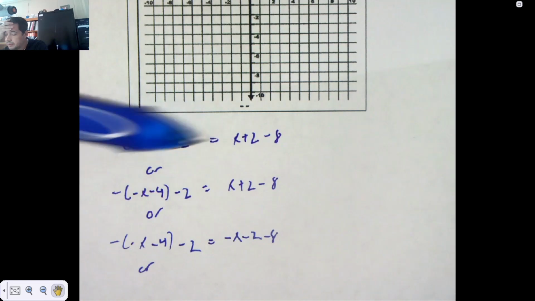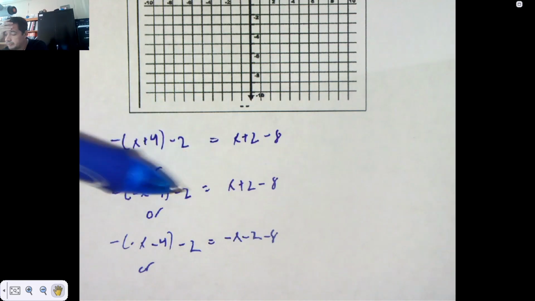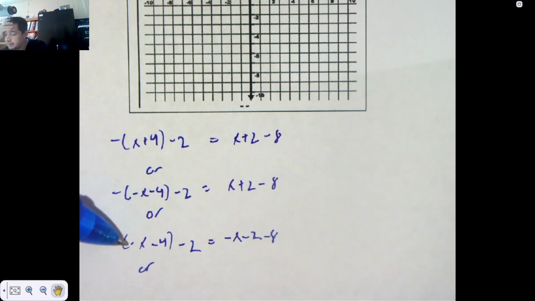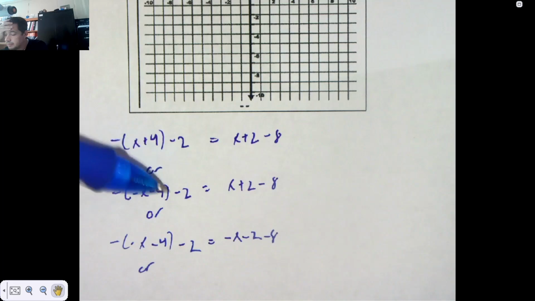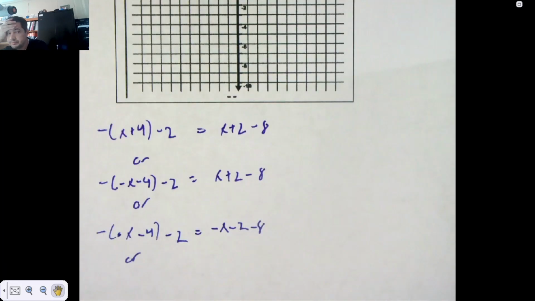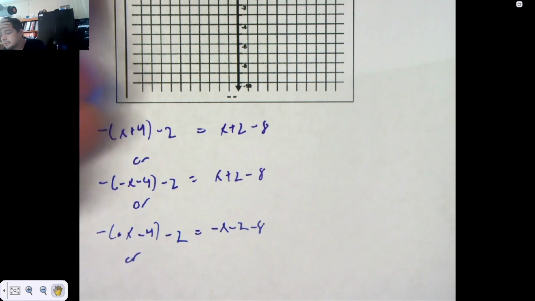That one's positive, that one's positive, that one's positive, that one's negative. That one's negative, that one's negative. I think I've done them all. Okay, I think these are the 3 equations I need. But I'm pretty tired right now. But anyways, let's clean these up.